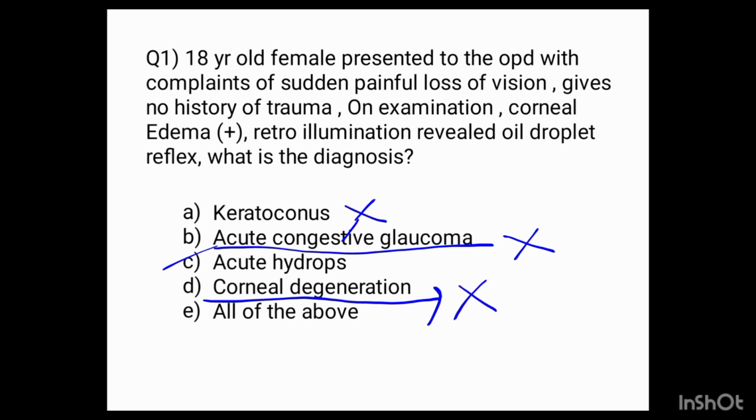And then comes acute hydrops. Acute hydrops is the most likely diagnosis because it has all these features. The trifecta: the sudden painful loss of vision, the corneal edema because of this, of course, and oil droplet reflex, and the age of the patient again. In the developing years, in the early 20s and teens, people are commonly predisposed to this condition. So the diagnosis here is acute hydrops, right?